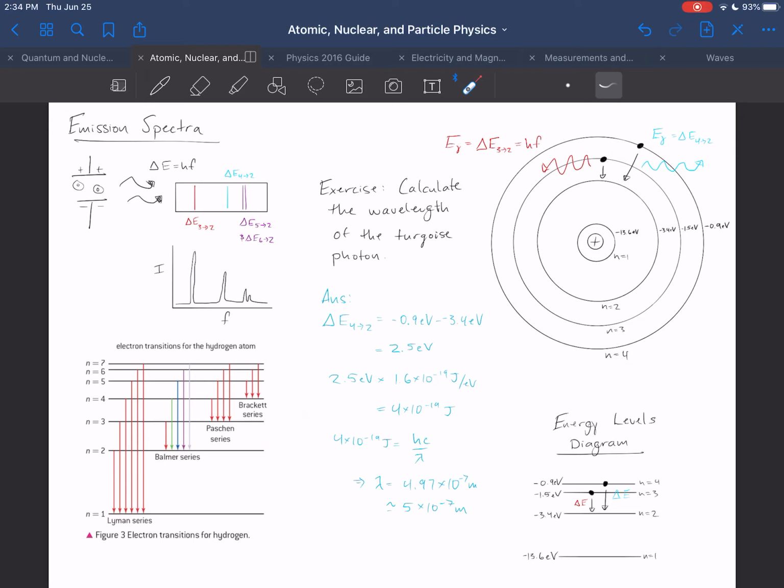So, to see this, and to get a sense of how you might calculate or predict it, we've got a short example exercise here, which is to calculate the wavelength of the turquoise photon.